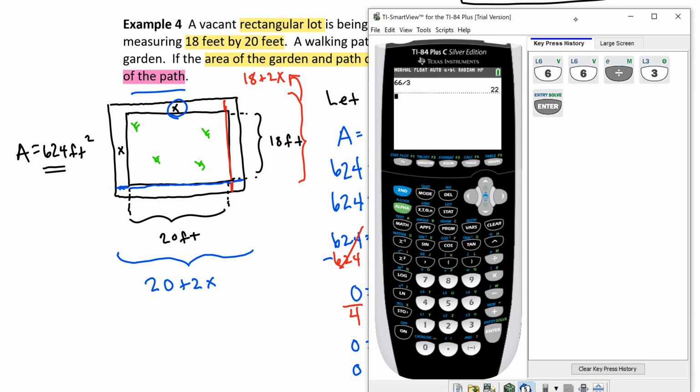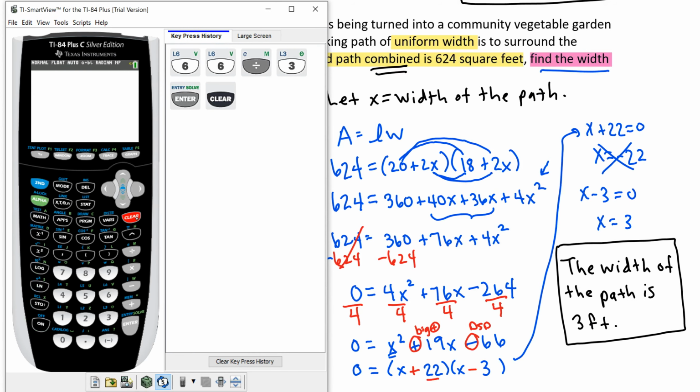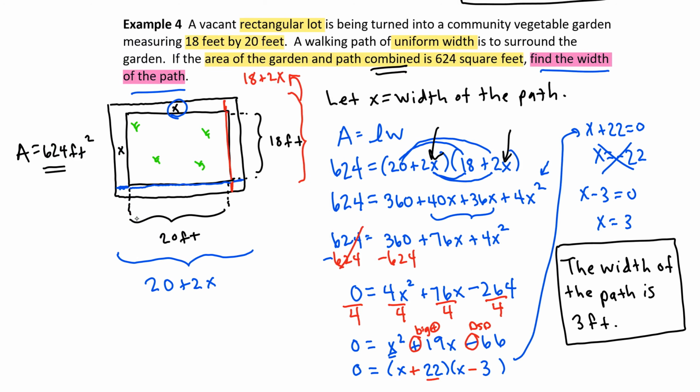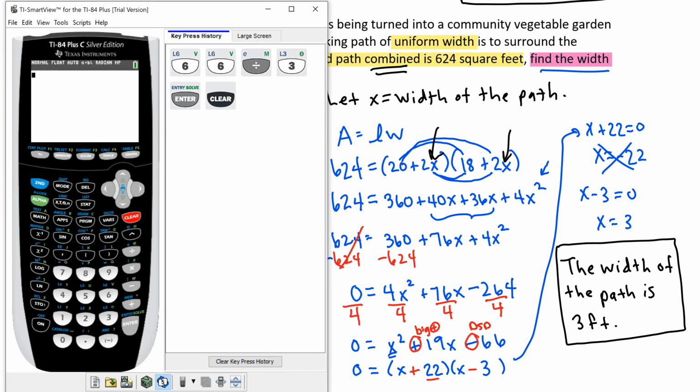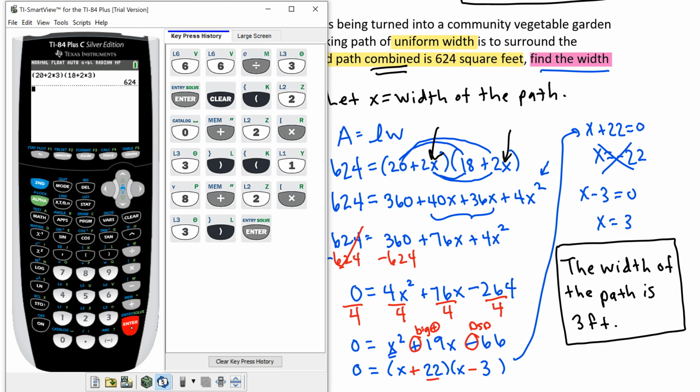Now, just to be sure that this is correct, I want to make sure that 3 is the correct solution to the equation. So I'm going to go back to the original equation and I'm going to plug 3 in for x. So we have in parentheses 20 plus 2 times 3 times 18 plus 2 times 3. I'm looking for a result of 624, and we have it, so we can be very confident that we found the right answer.